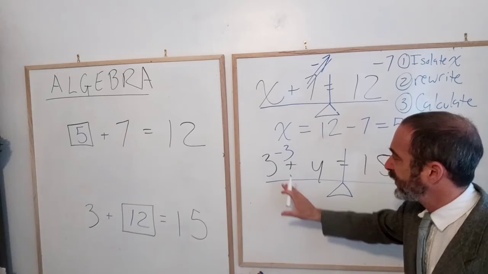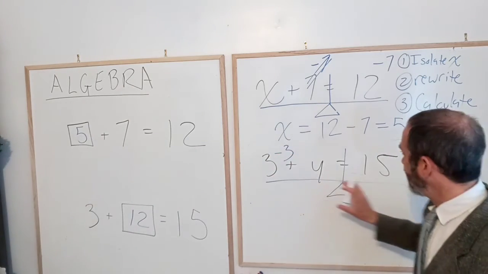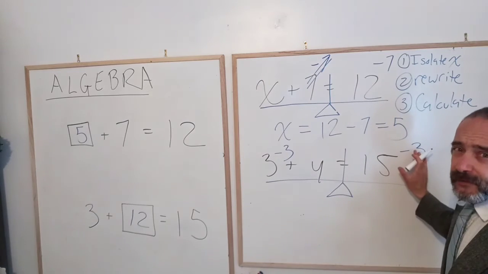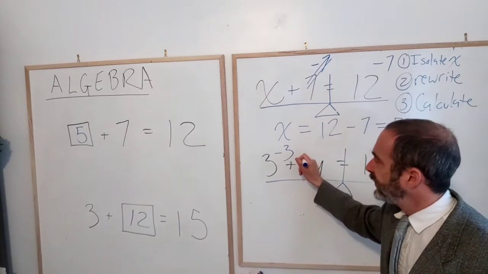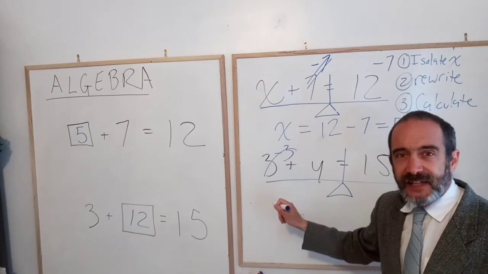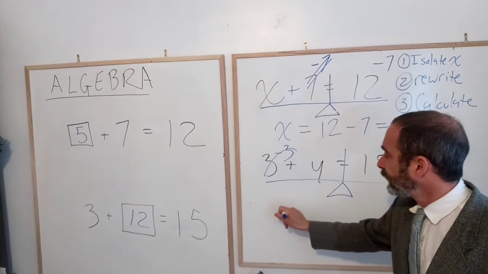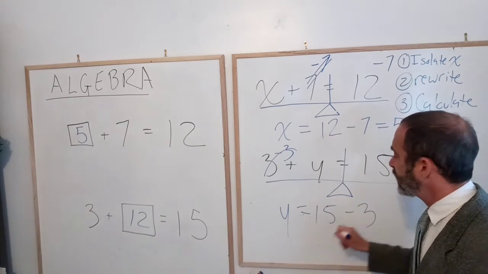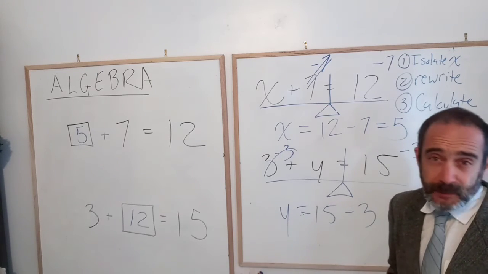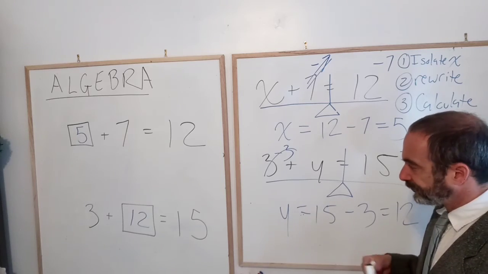And that's the way I represent it. I just put that subtract 3 just above and to the right, and then I put it above and to the right over there. Okay? So 3 minus 3, of course, is 0. So I can cancel that out, right? And then when I rewrite this, I get y is equal to 15 minus 3. 15 minus 3, we can now calculate, is equal to 12.